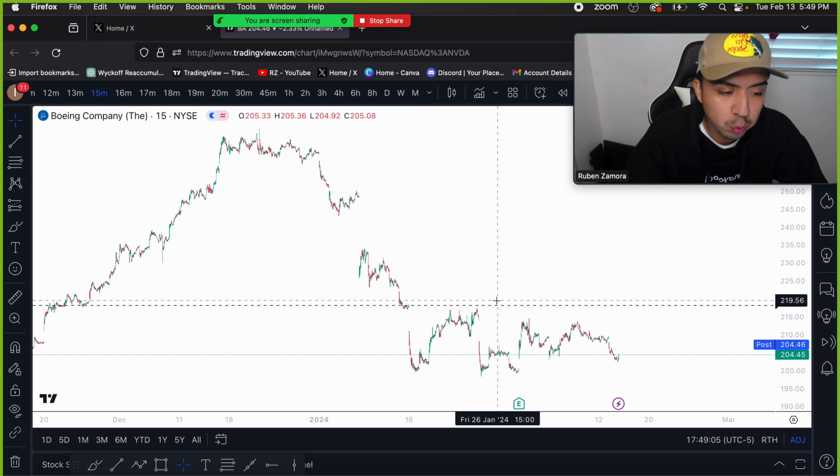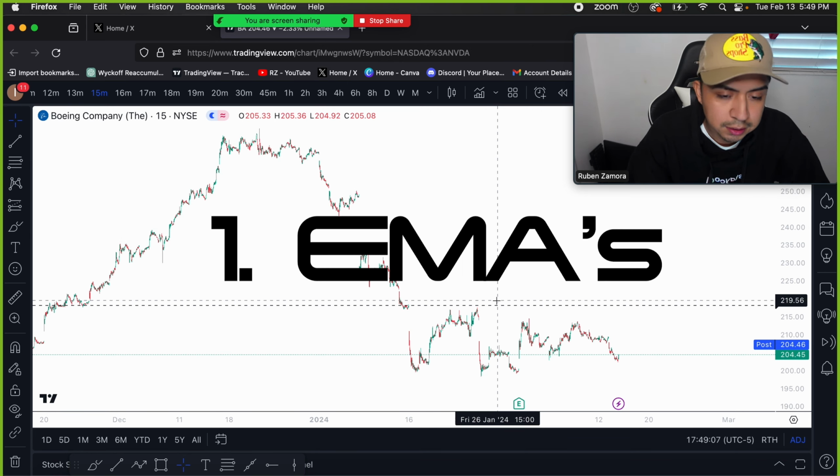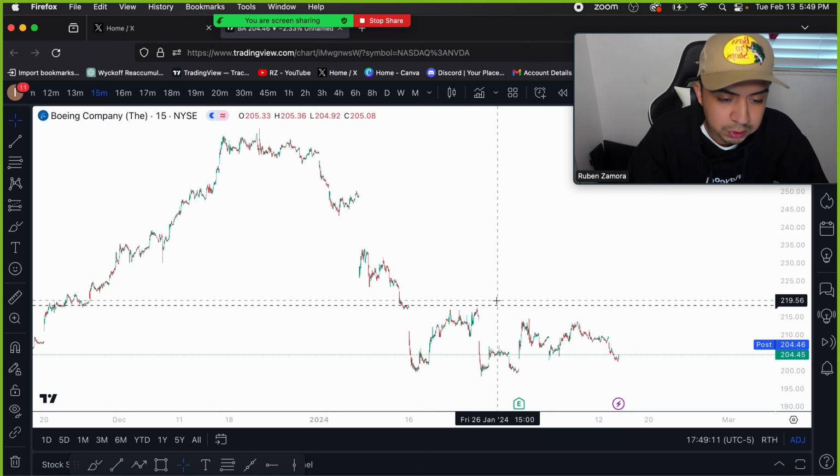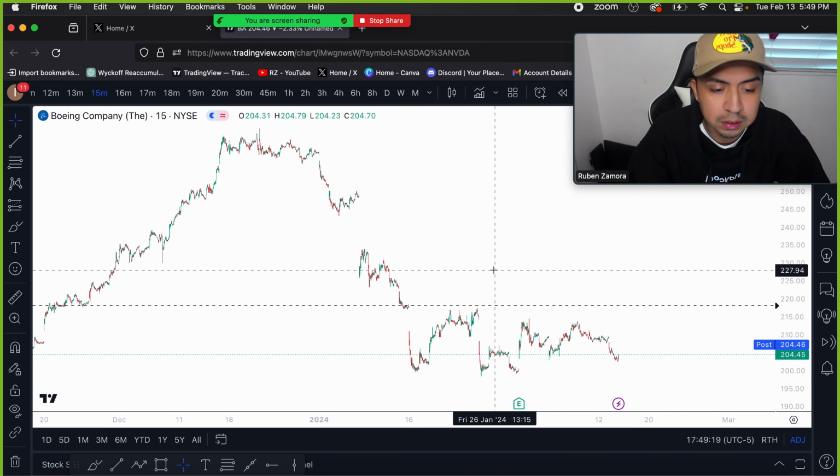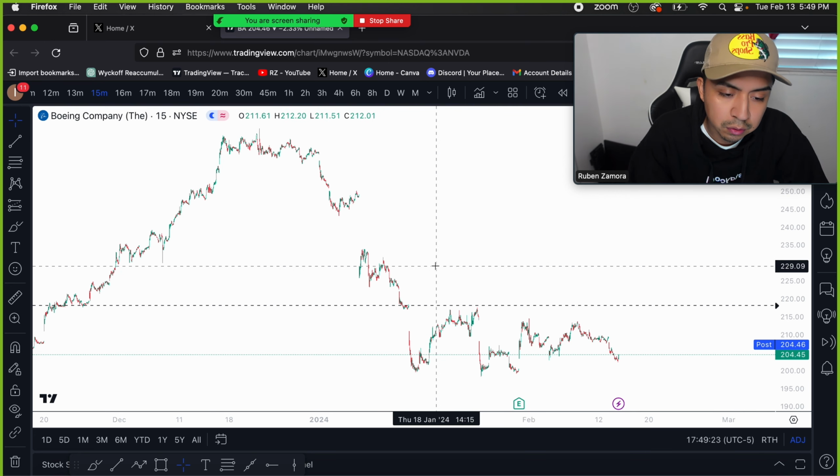Okay, so the first one on the list is EMAs. An exponential moving average is the first indicator that we're going to cover because this one is one of my favorites when I first started into day trading and has helped me bring tons and tons of profits when I was just first learning and also participating in this game.